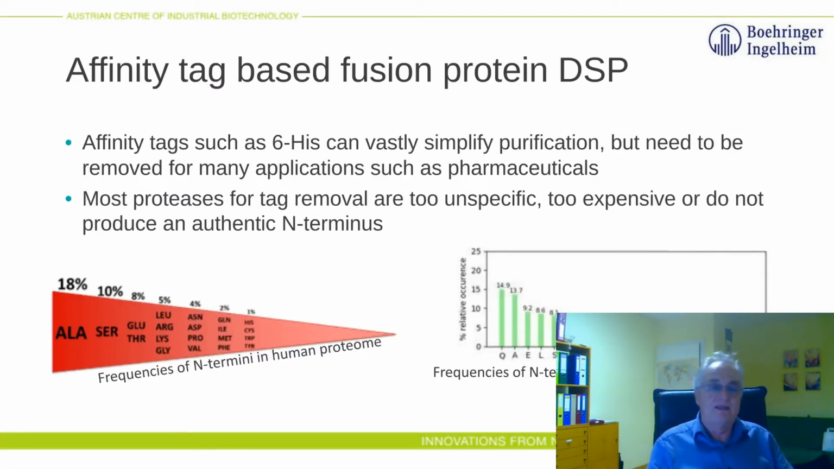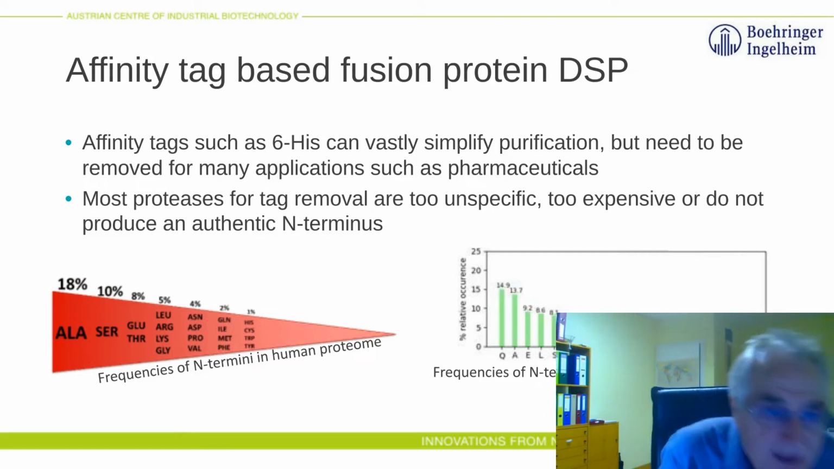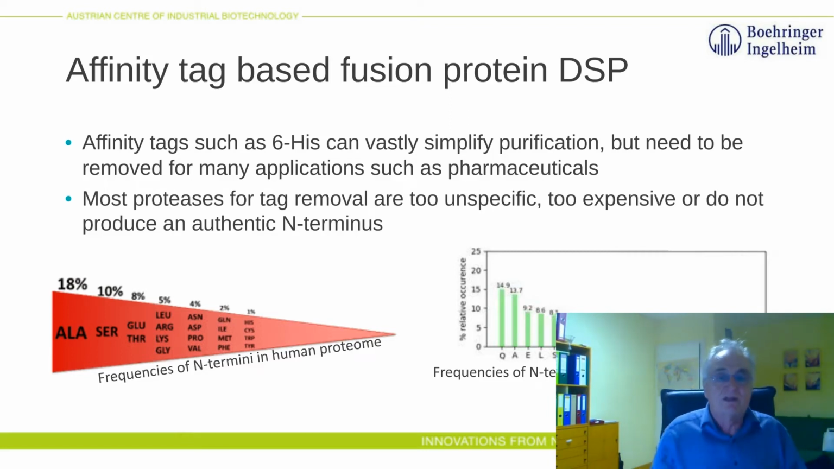So, and then I talked a lot about the authentic N-terminus, and you will question yourself, why is he talking so much about this authentic N-terminus? What is plotted here is the frequency of the N-terminus in the human proteome. So you see on the left-hand side, 18% is alanine, and 10% is serine. And on the right-hand side, you see the frequency of N-terminus in the human serum proteome. And here you see glutamine, alanine, and so on. So these are different ones.